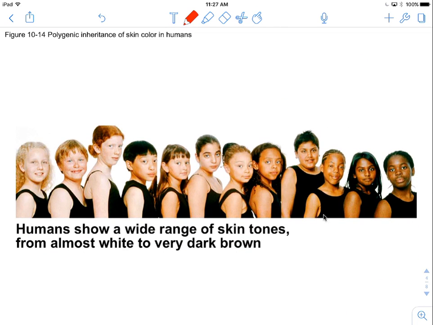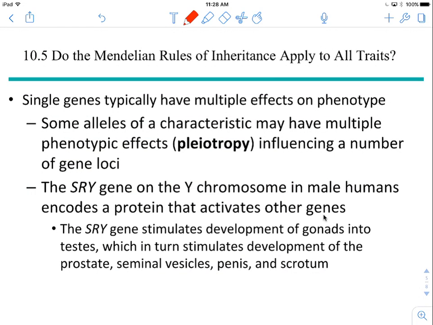Oh, and here's the slide I was talking about. This lines everybody up, and you see how you get a gradient from light to darker for skin color. So when you get something like this in your phenotype, you're always going to be controlled by more than one gene. So that's polygenic inheritance.